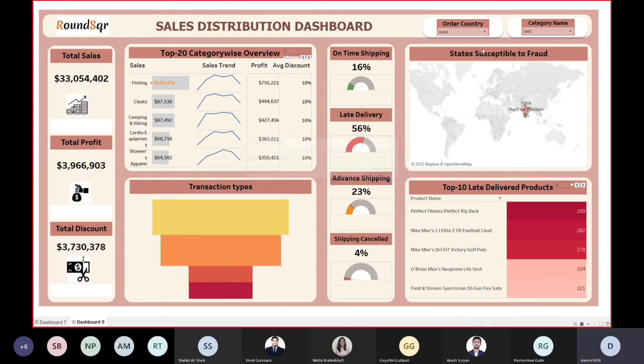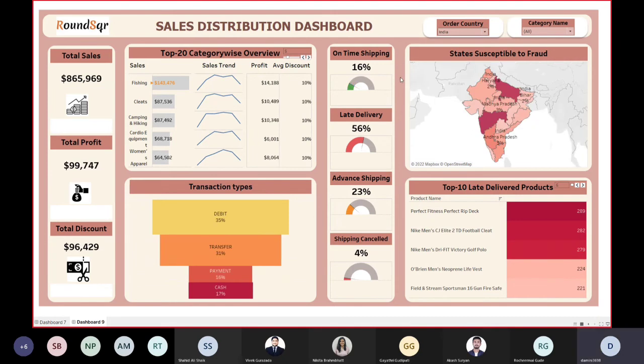You can see the visuals being changed. Okay, so the visuals have changed. The total sales, total profit, and total discount are on the extreme left. Now the top 20 category wise overview.